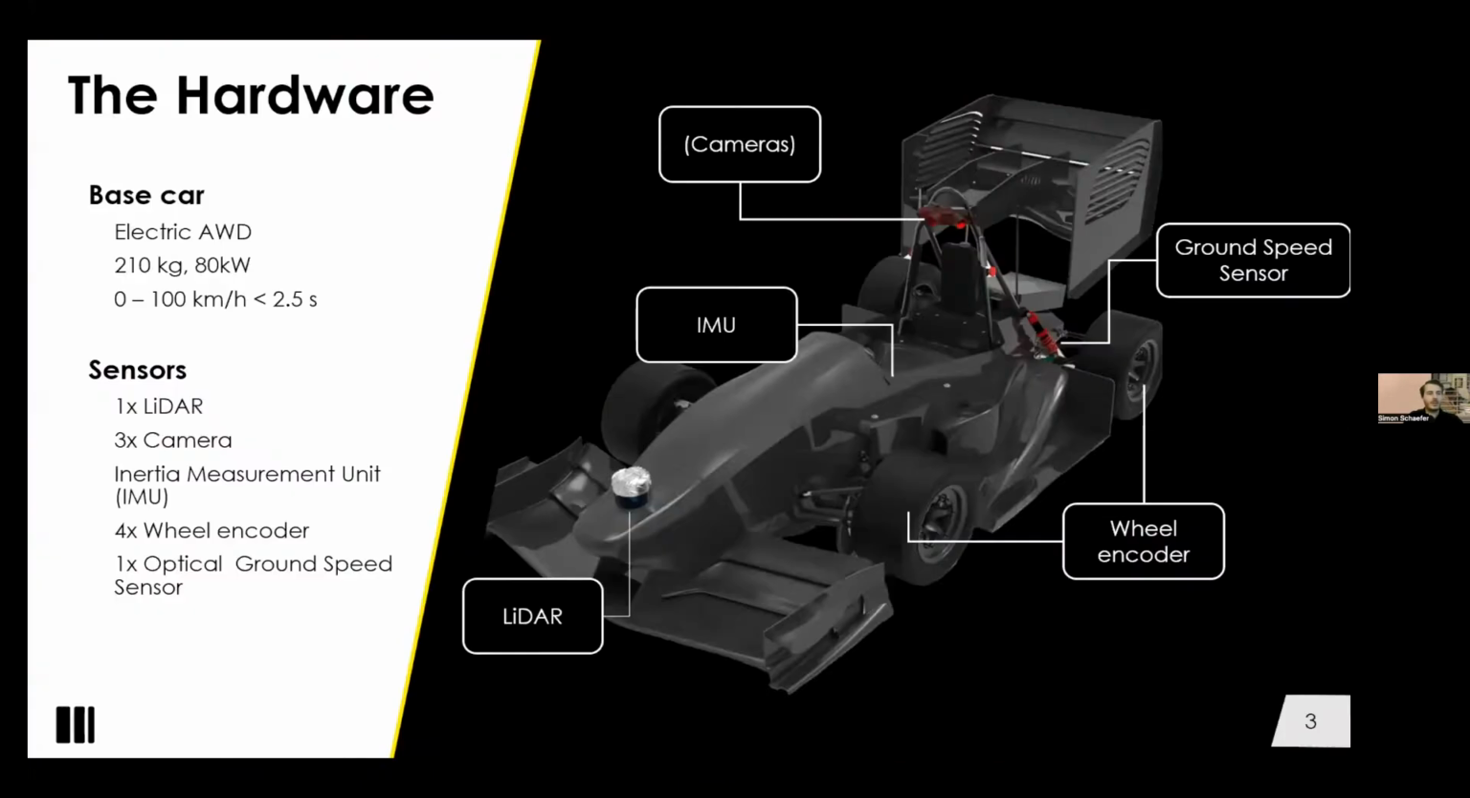The hardware stack that makes this possible: we have a base car. It's an electric all-wheel drive, a little more than 200 kilograms, with 80 kilowatts of power, so quite some potential for acceleration there. We have a LiDAR, optionally combined with 3 cameras, and other sensors such as an IMU, wheel encoders, or optical ground speed sensors. But there is no GPS, as you might have noticed. That's something we don't need for this scenario.